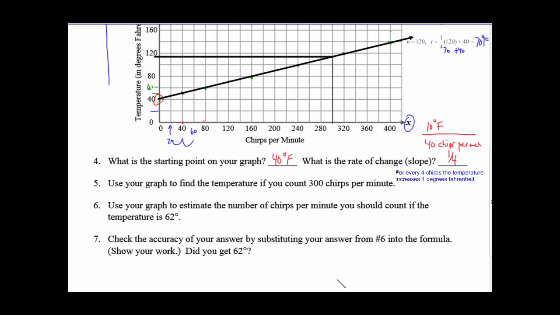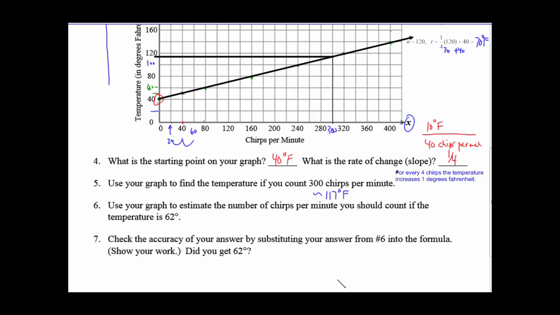So if we look at that, we say for 300 chirps per minute, if we go up and over, it seems to be about, remember this is about 100 degrees. So we're close to 120, so maybe a little bit more than 115. We'll call it about 117 degrees Fahrenheit.